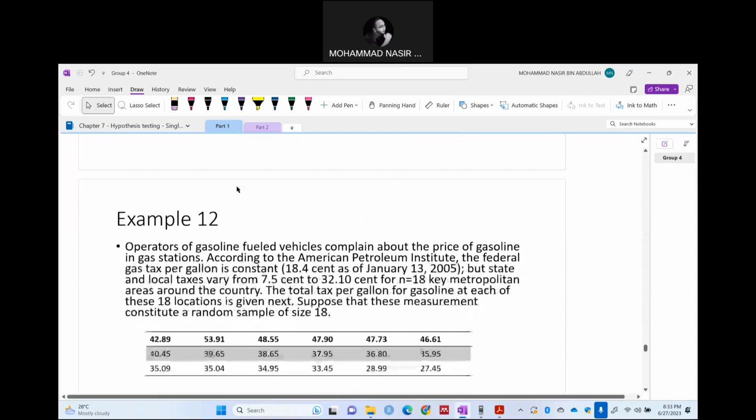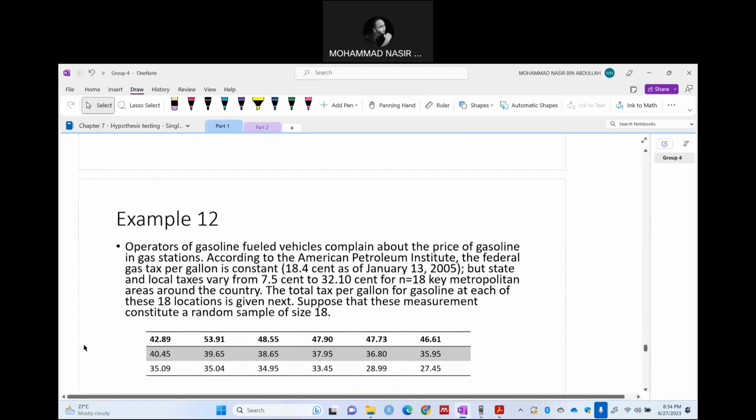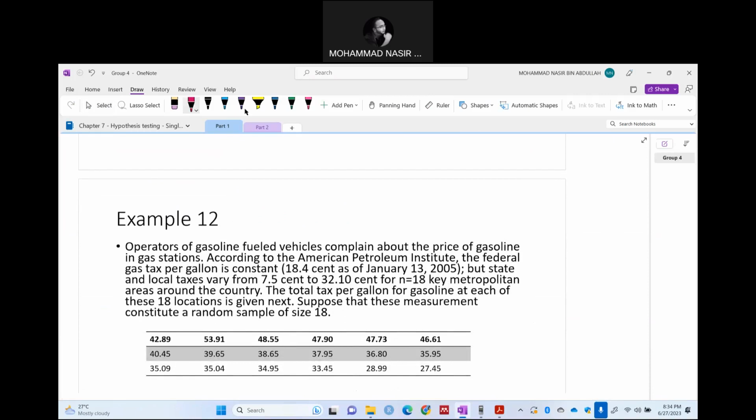Right. For example number 12. So let's look at example number 12. Let's do together. So this is the last example for part 1. Right. So now, operators of gasoline fuel vehicles complain about the price of gasoline at gas stations. According to the American Petroleum Institute, the federal gas tax per gallon is constant at 18.4 cents as of January. But state and local tax vary from 7.5 cents to 32.1.